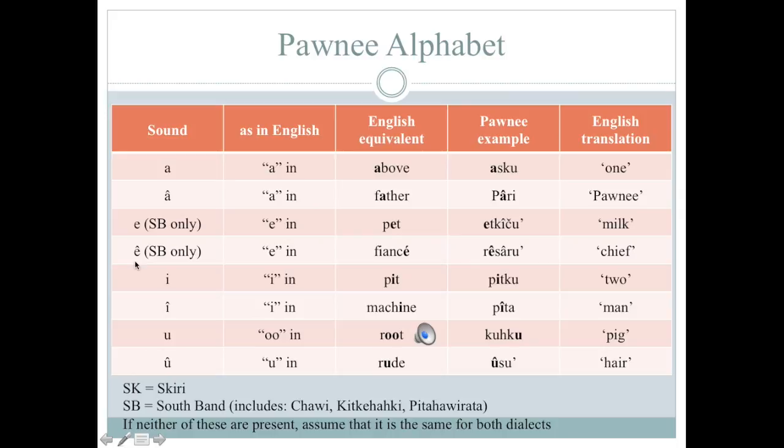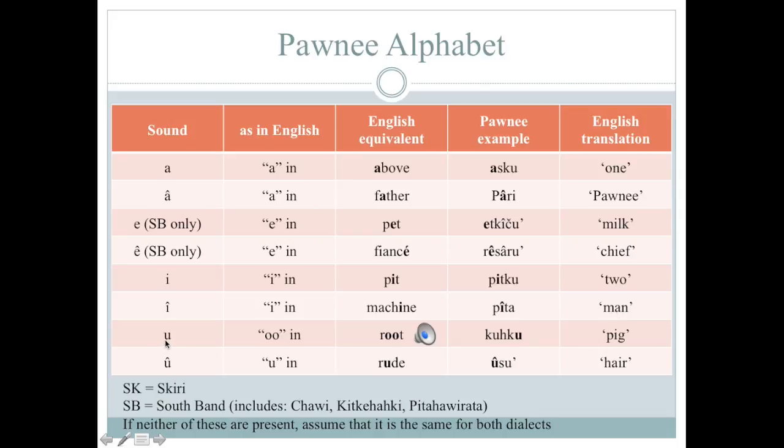The next vowel sound is the A sound, and again, this is South Bend only, as in the English word fiance, in the Pawnee example, de saru, meaning chief. This next vowel sound is the I sound, as in English pit, in Pawnee, bitku, meaning two. The next vowel sound is E, as in English machine, in the Pawnee example, pita, meaning man.